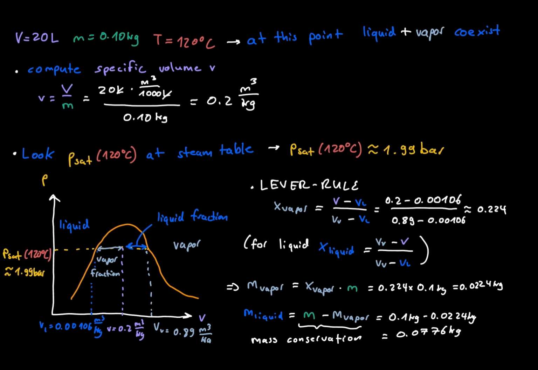So the key takeaway is this. Inside the liquid vapor region, the position between the two limits tells you how much of each phase you have. That's the lever rule.